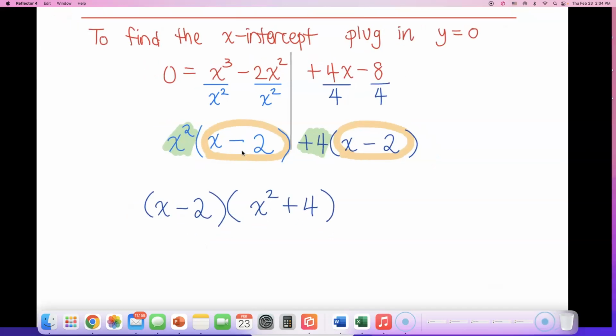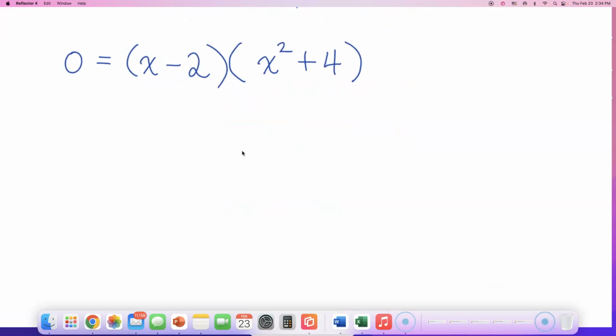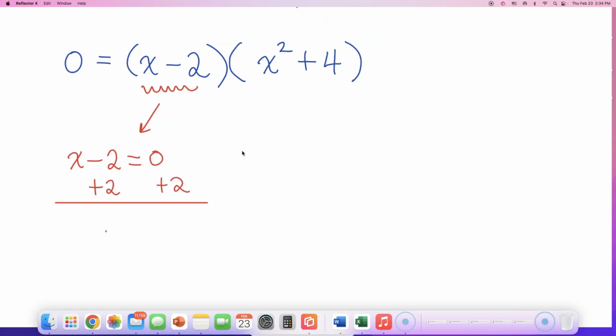Now, we're done factoring. You set this equal to 0. So now let's solve each of these factors equal to 0. So when I do x minus 2 equals 0, I can add 2 to both sides and get the first x-intercept to be x equals positive 2. Yay!